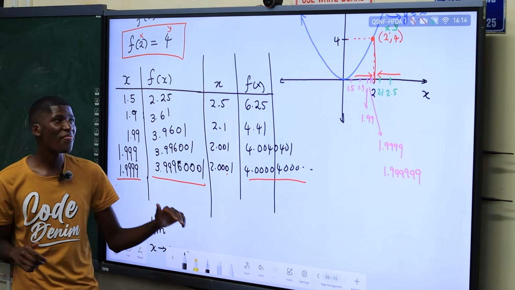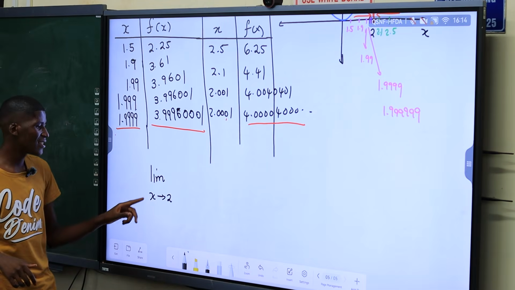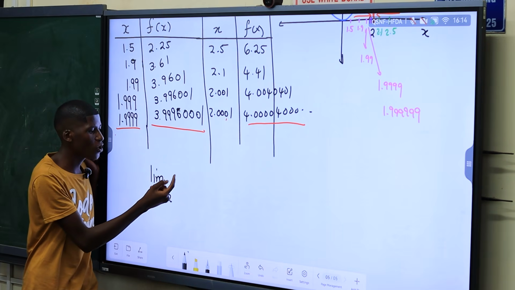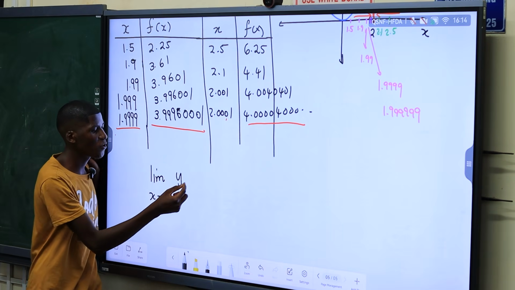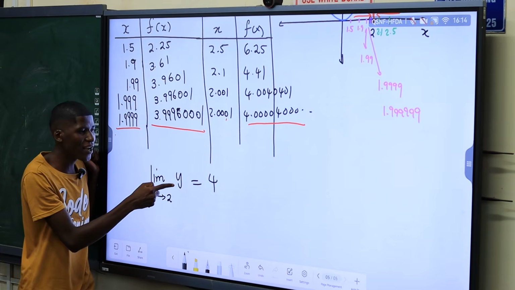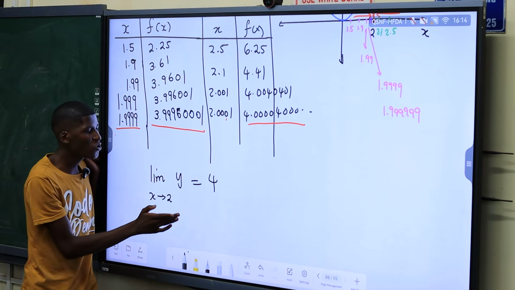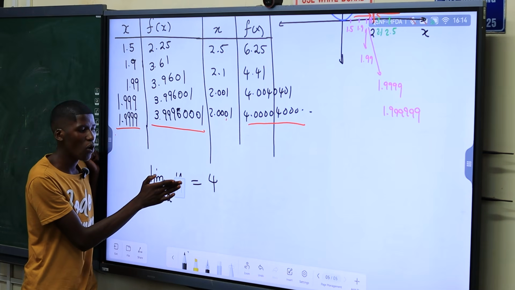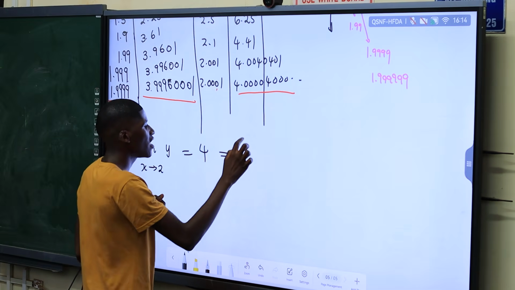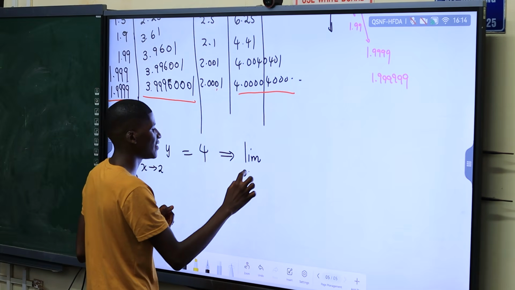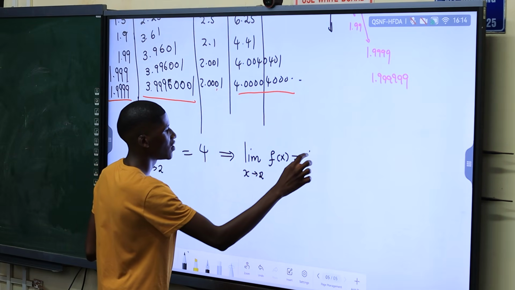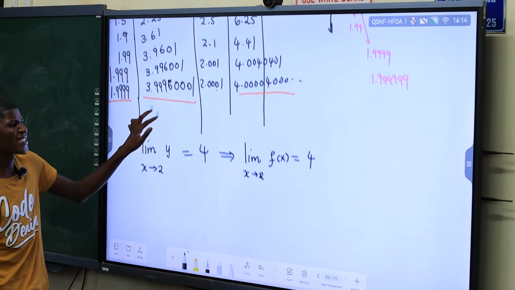And then we found out that as x approaches 2, the y value will approach 4. So as x approaches 2, the y value is approaching 4. But usually we express y as a function of x. We express y as a function of x, so usually we write something like the limit as x approaches 2 of f of x is equal to 4.